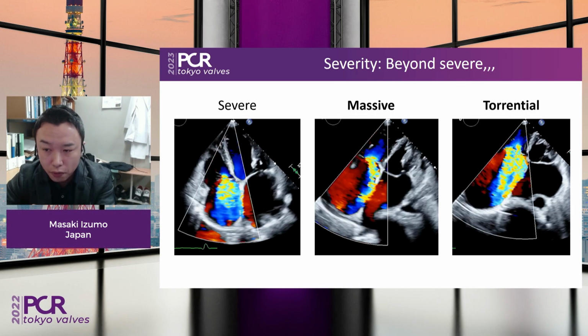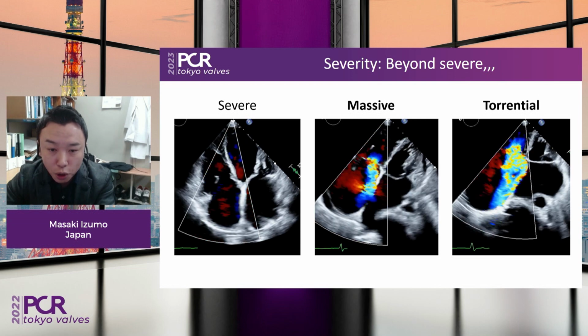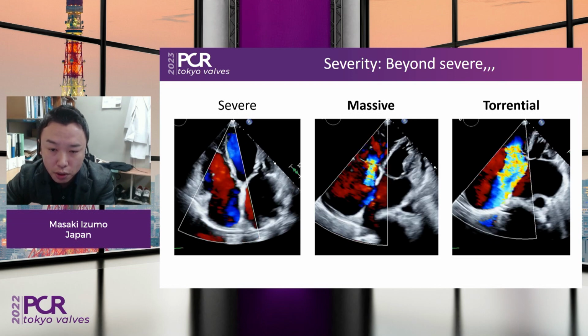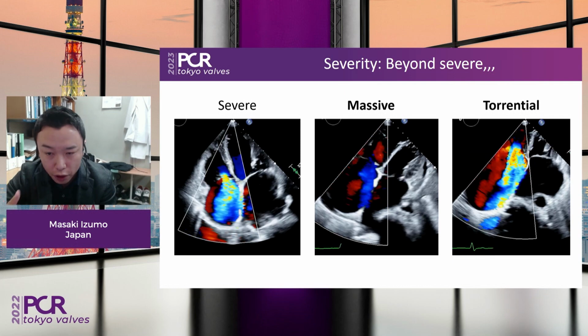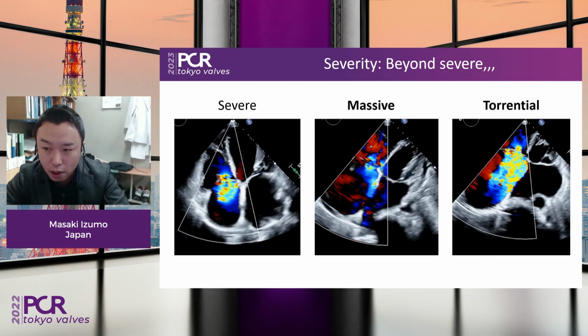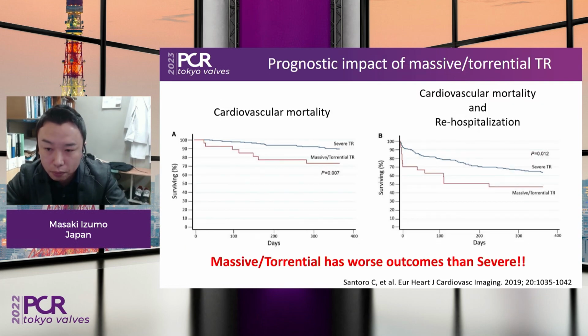With the introduction of catheter devices, a new grading has been proposed, extended to severe, massive, and torrential, like this. This new severity classification also has prognostic implications. This study reported that patients with massive or torrential TR had a significantly higher rate of cardiovascular mortality and heart failure hospitalization compared with severe TR.